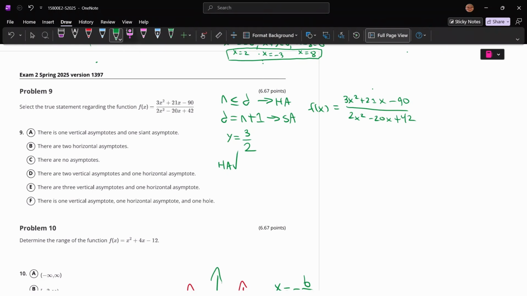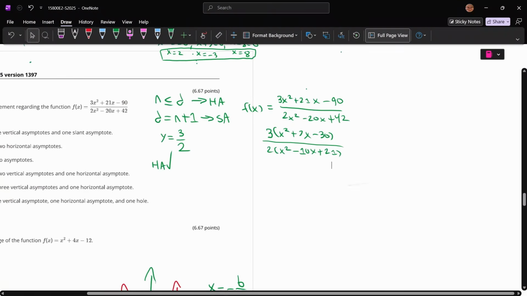So we can take out a leading coefficient here. We have a 3 and a 2. And you can see how 21 and 90 are conveniently nice multiples of 3. So we can take that out and end up with 3 times x squared plus 7x minus 30 divided by 2 times x squared minus 10x plus 21. Because the denominator also conveniently had terms that were nice multiples of 2. So now you can more clearly see that this is pretty nice and easily factorable.